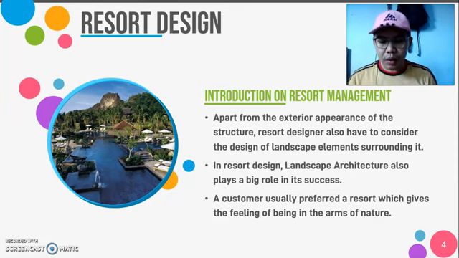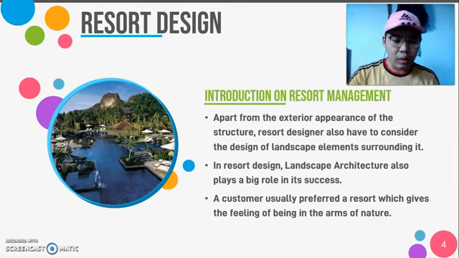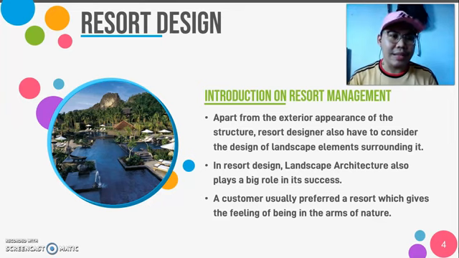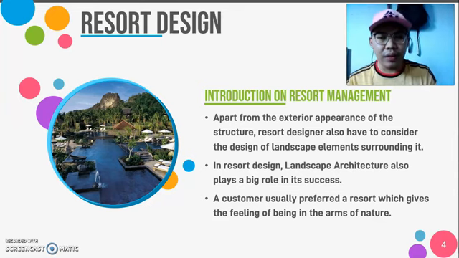Just like I said before, what is the main difference between a hotel and a resort? People go to a resort because they want to experience something that does not exist in a hotel. For example, nature. They experience being in the arms of nature, on the beach, or in the snow. All of these are very near to nature. That is why the exterior experience is important for a resort. It's not only the interior; the exterior plays an important role.